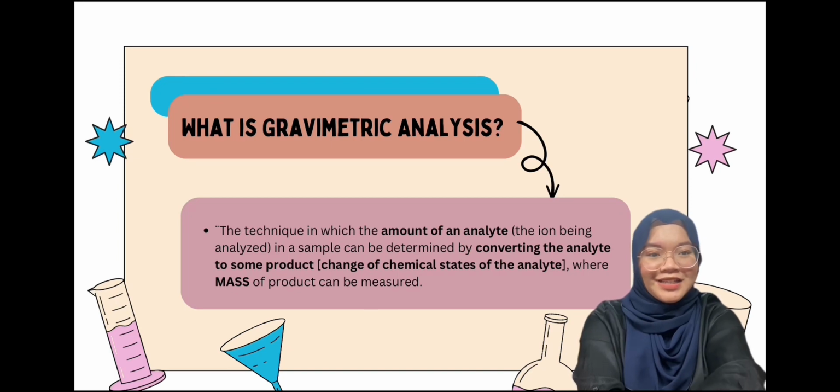Here is the introduction. So what is gravimetric analysis? Gravimetric analysis is the technique in which the amount of an analyte, or the ion being analyzed, in a sample can be determined by converting the analyte to some product, which is a change of chemical state of the analyte, where the mass of the product can be measured.